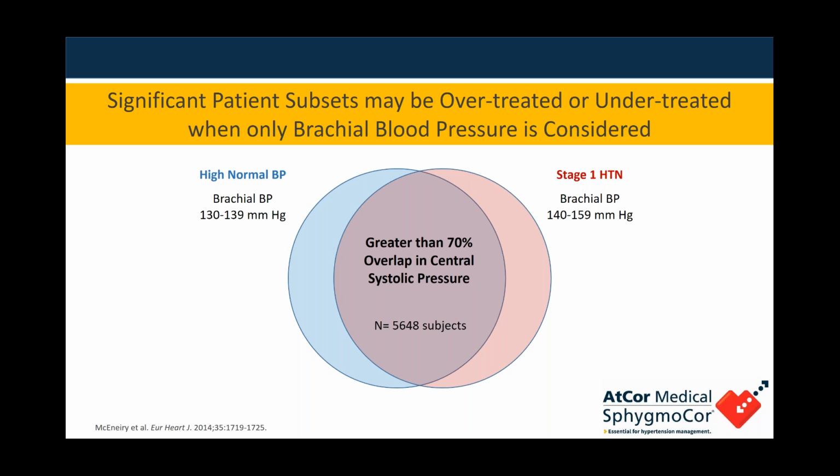And this raises the possibility, obviously, that those being classified as normotensive by peripheral blood pressure may in fact be at increased risk due to elevated central blood pressures, and the reverse also may be true. So it may result in undertreatment or overtreatment of patients by not looking at central blood pressure.